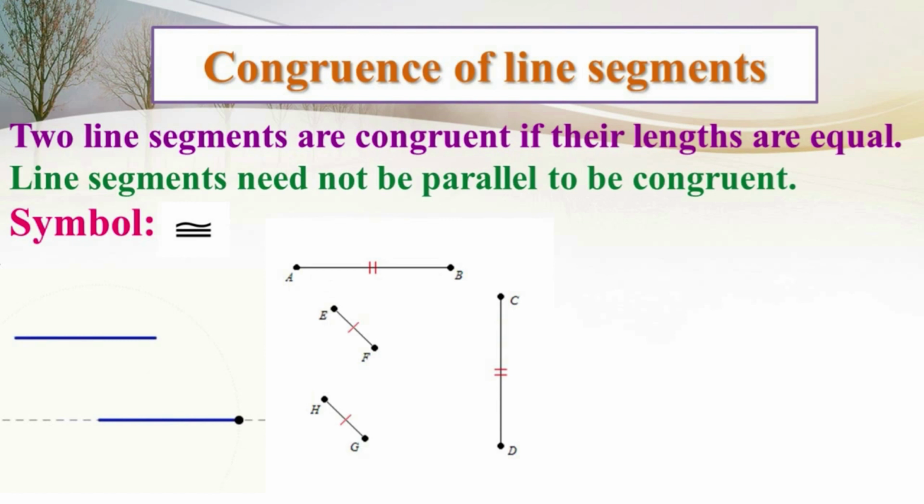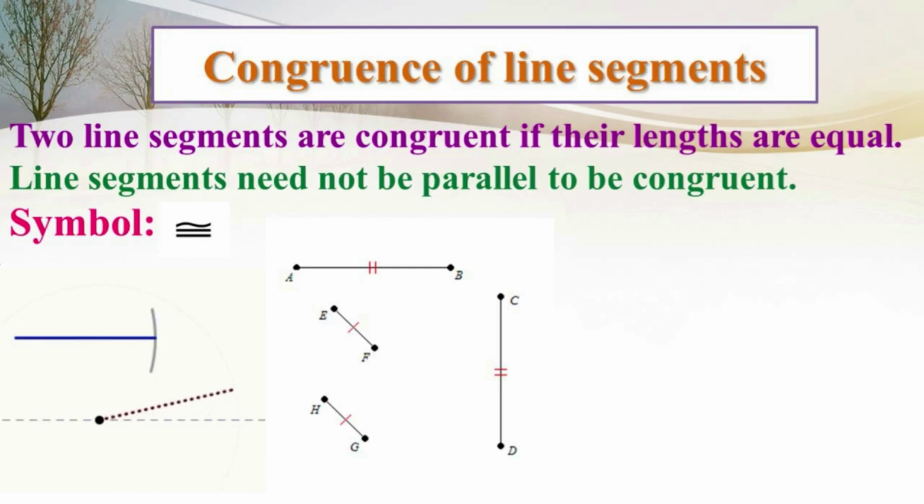Here, look at this picture. AB is one of the line segments, CD is the other line segment, EF is one of the line segments, and HG is another line segment. Can we compare these four line segments? Which are equal? We can guess by using the lines given, red lines.